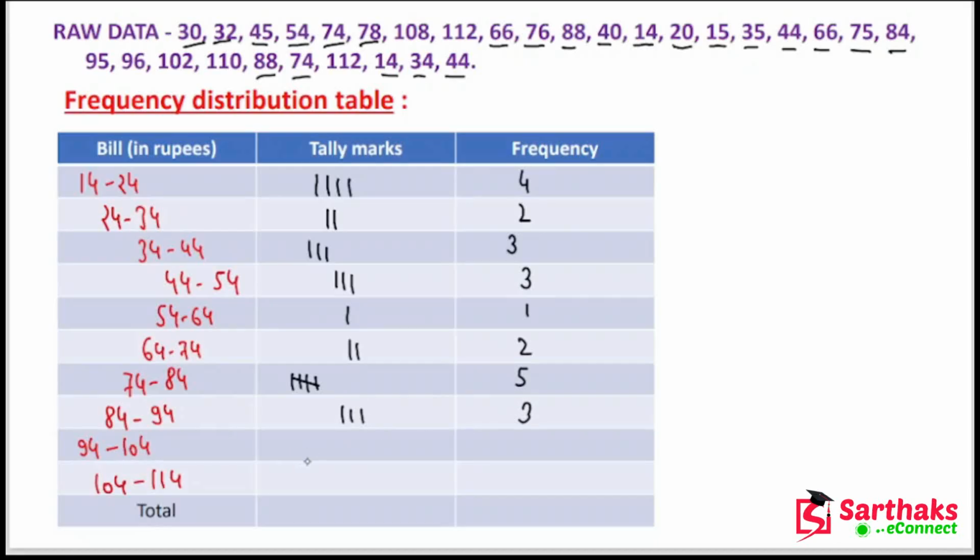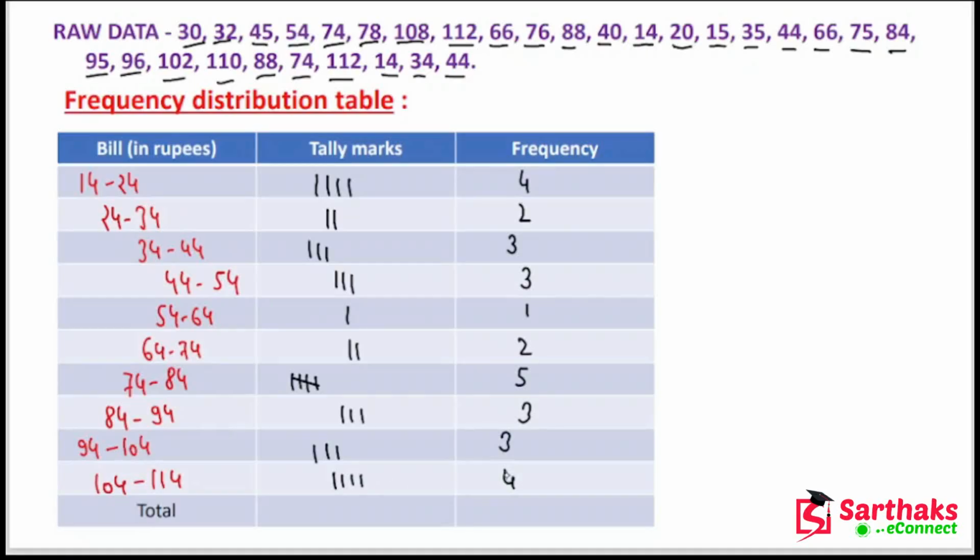Then 94 to 104, we have 1, 2 and then 3, so we have only 3. The remaining is 104 to 114, which has 1, 2, 3 and 4.